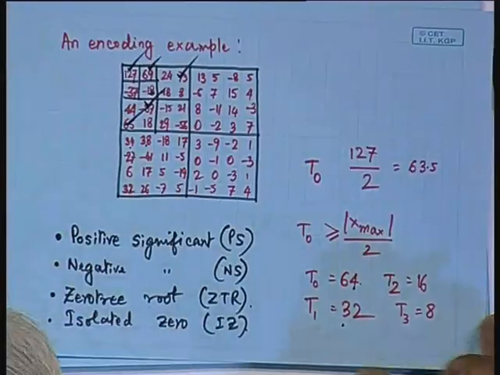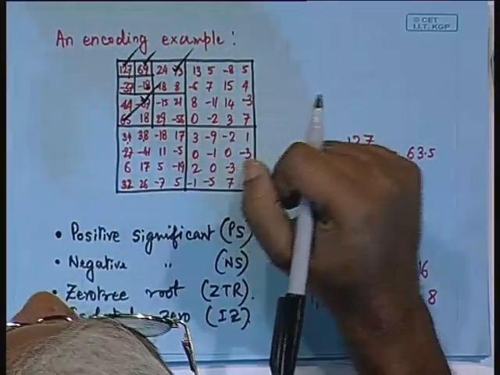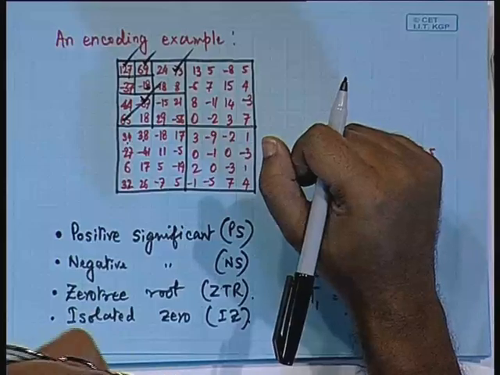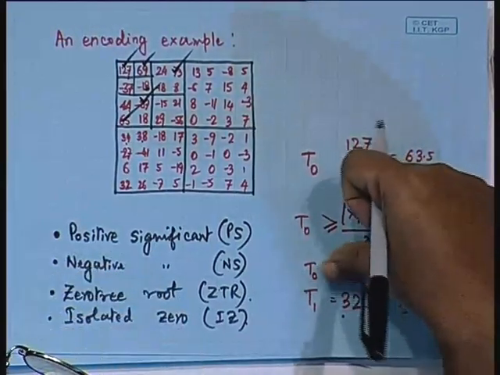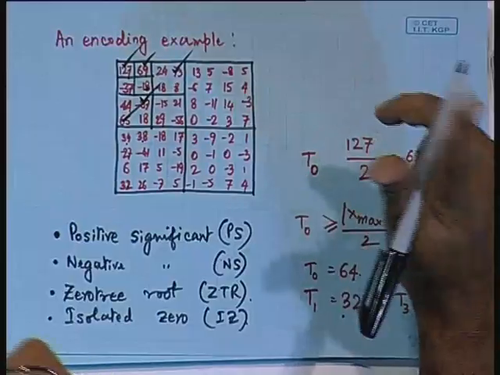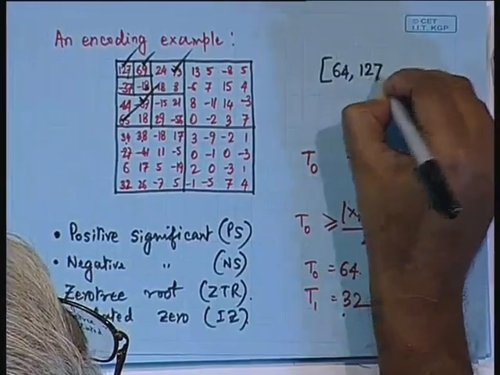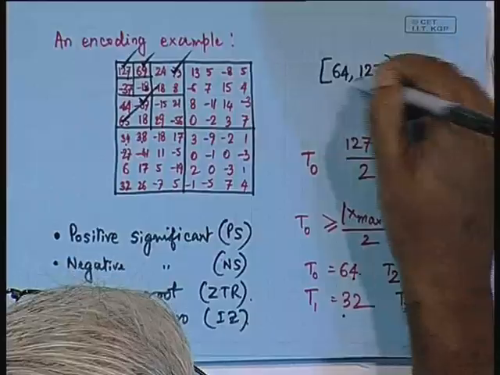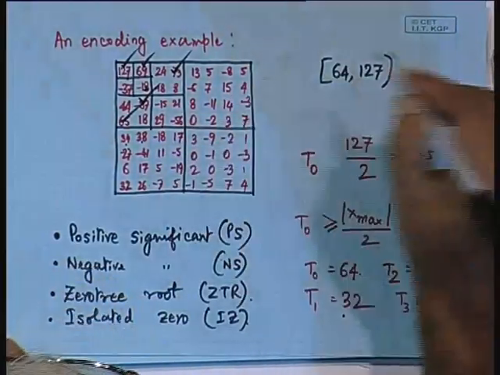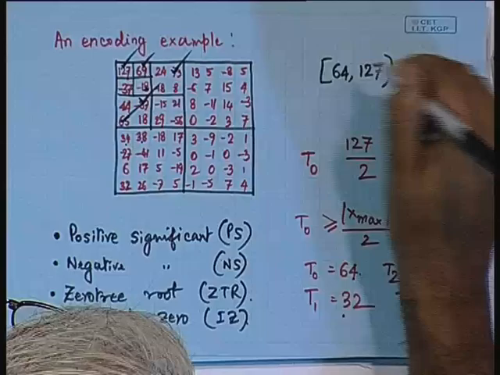Let us say that we have a value equal to 127. Now, initially in the first pass when the threshold value is 64, it is significant. So, we say that this is encoded as a positive significant, so it is having a value equal to 1. Now, 1 means what? We know that it is in the range of 64 to 127, because 64 is a threshold and we know that the maximum magnitude here is 127. So, it is lying somewhere in the range of 64 to 127.